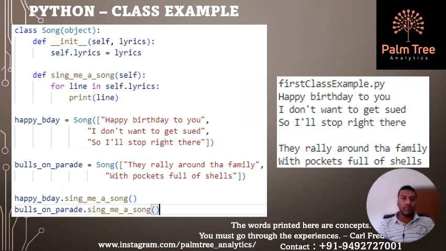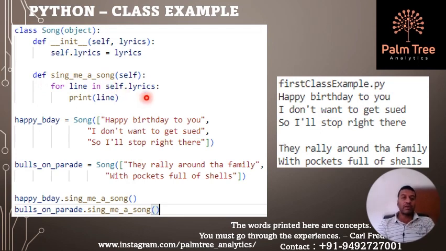We learn a little more about classes by defining a class example. A class always starts with the class keyword, and then the corresponding class name, here Song. It takes lyrics as one variable and stores it as self.lyrics, and self.lyrics is accessible across this class. And then we are writing a function, sing_me_a_song.